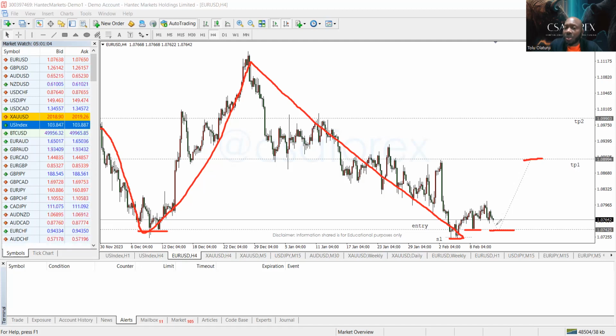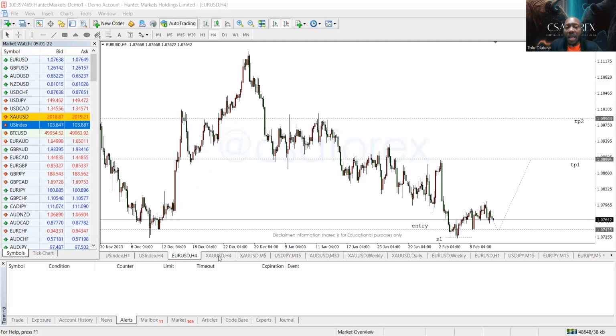This is also with respect to the dollar being bearish. Because once the dollar is bearish, then you should expect the Euro USD to be what? To be bullish and then push higher. So if this is bullish for the Euro USD, this simply means that the dollar would be what?